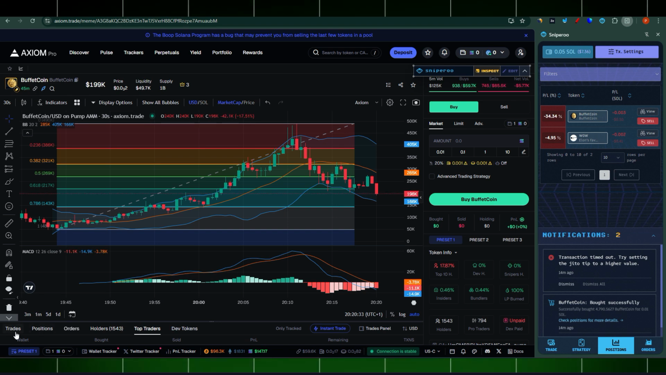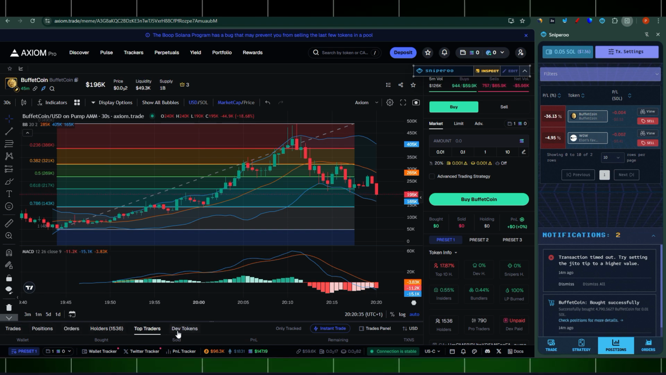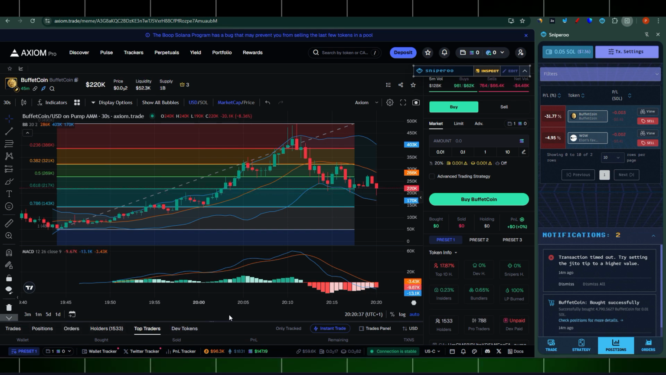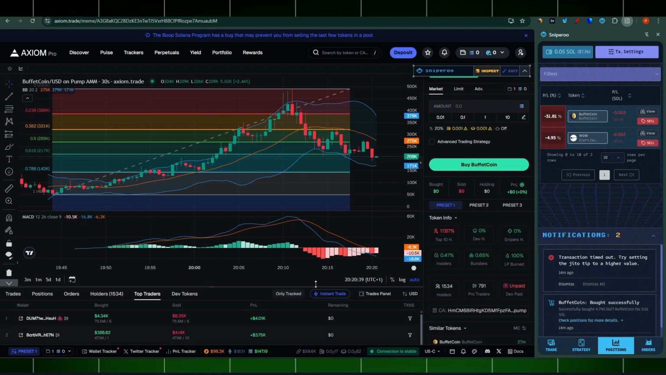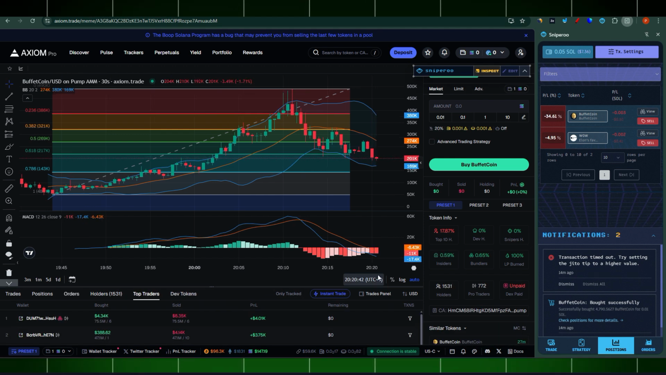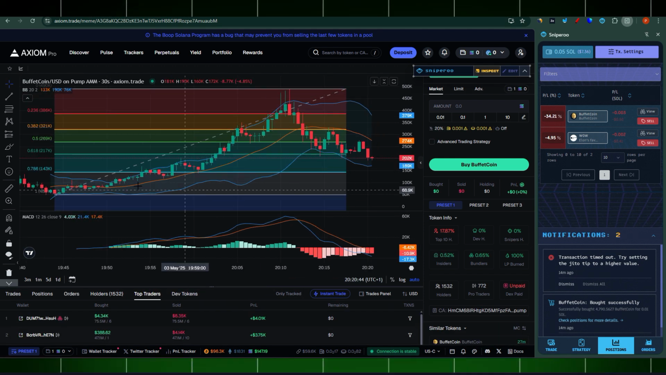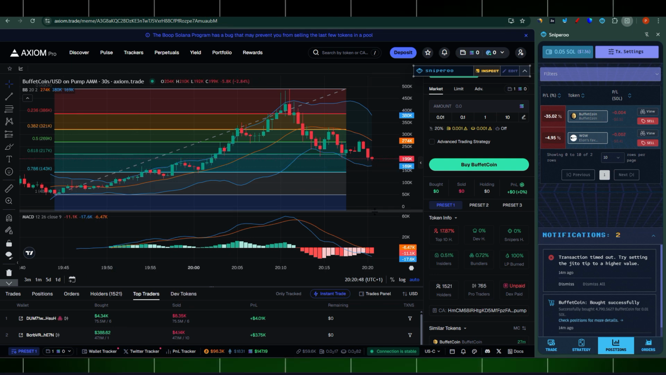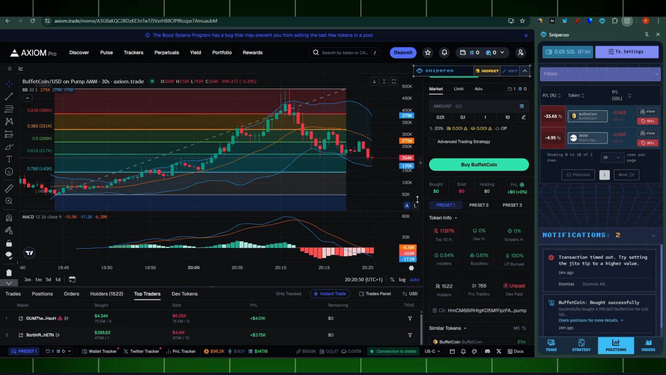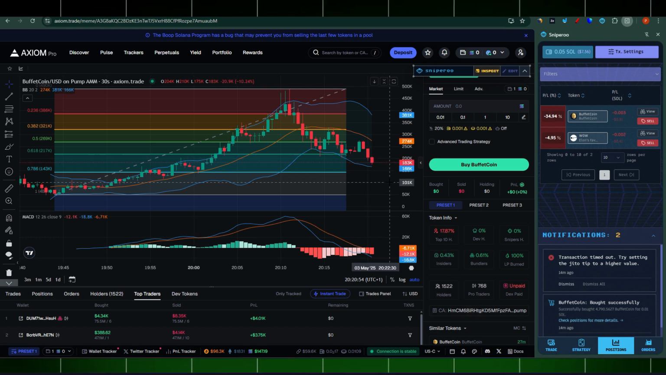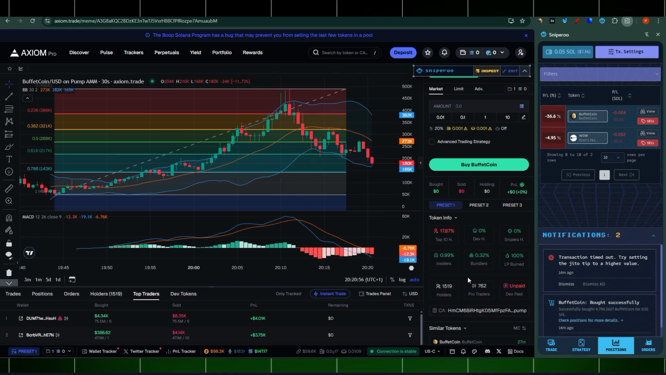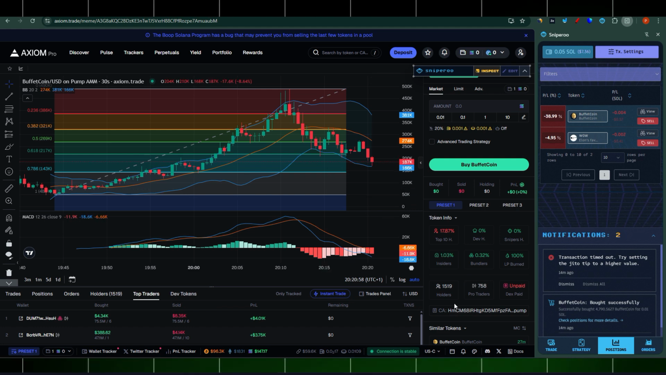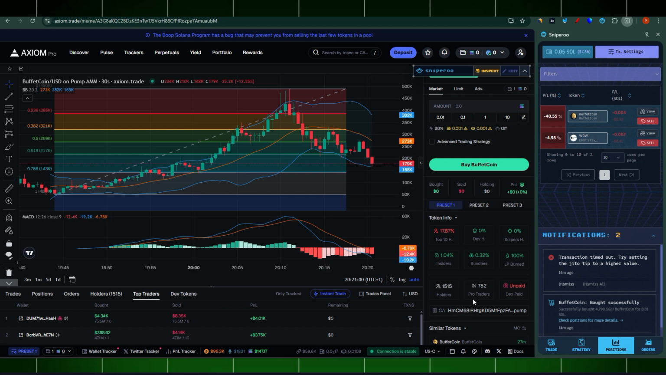You can put your wallets here. You can import your wallets. If you have a number of wallets you can trace and follow, you can definitely import them. But Axiom Pro actually came up with this idea of giving you these pro traders indicators, right? They have a number of wallets which they discovered are actually trading successfully, and they add them here. It's one of those indicators.